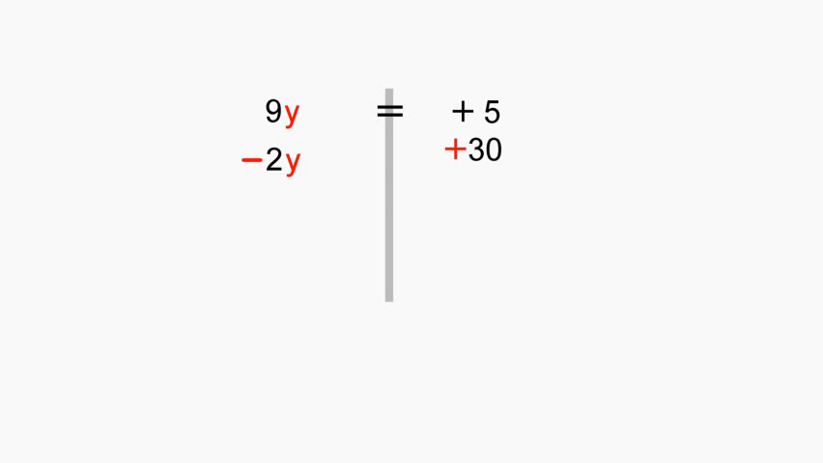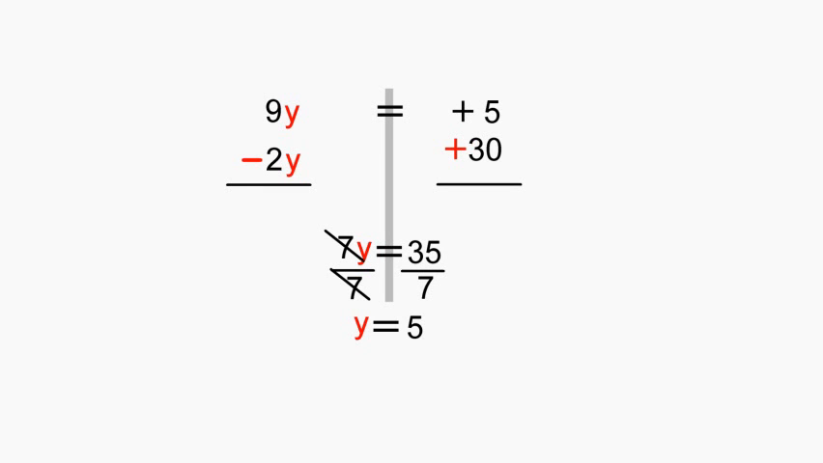Next, on the left side, I can simplify or combine the y terms. 9y's minus 2y's is 7y's. On the right side, I can simplify the numbers together. 5 plus 30 is 35. Now I have one more step to do before I can get the y by itself. It's still being multiplied by 7, so I have to divide by 7 to get rid of it. I divide both sides by 7, and the 7's cancel out on the left side, and 35 divided by 7 is 5 on the right side. So the number I was looking for is 5.